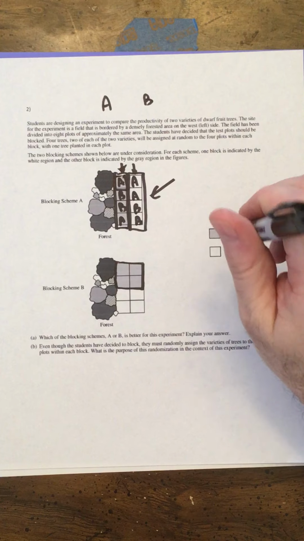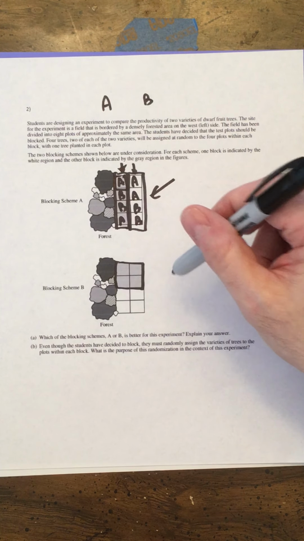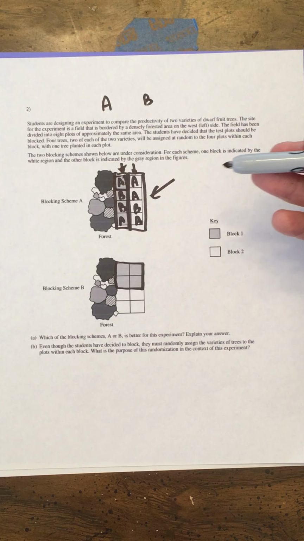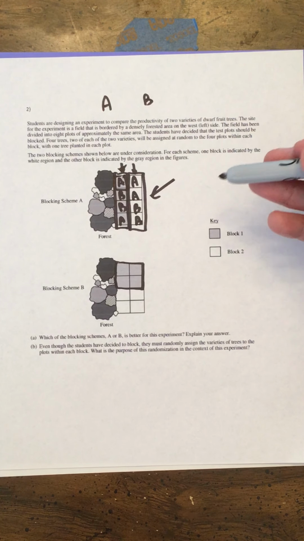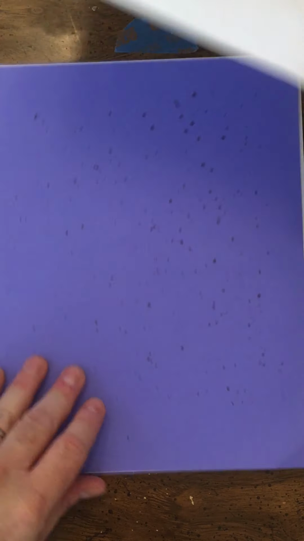So there always needs to be an element of randomization in an experiment, or even in a sample survey, in order to make sure those results are going to be valid. So randomization procedure is absolutely necessary. Okay, let's take a look at the next problem.